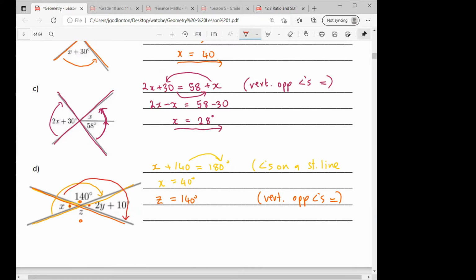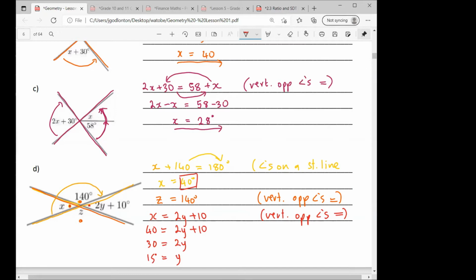So I'm going to do vertically opposite angles because that's what we're focusing on at the moment, which means X would be equal to 2Y plus 10. Vert op angles are equal. And we already know that X is 40 because we worked that out in the beginning. So 40 is equal to 2Y plus 10. I'm going to move that 10 over. So 30 is equal to 2Y, which means Y is equal to 15 degrees.